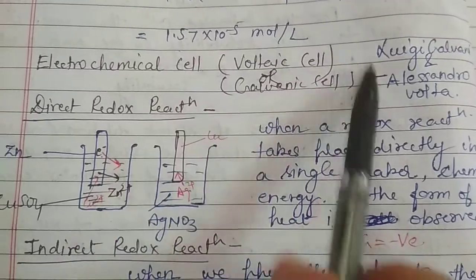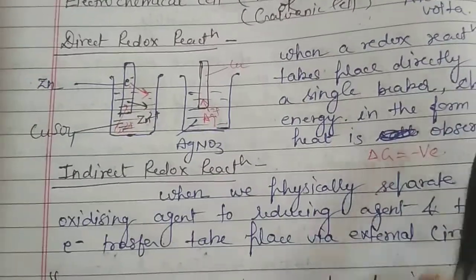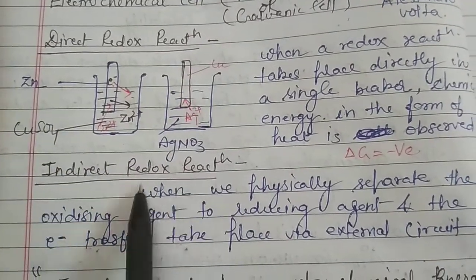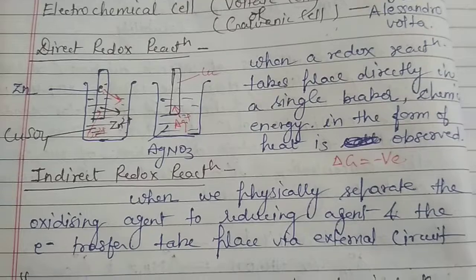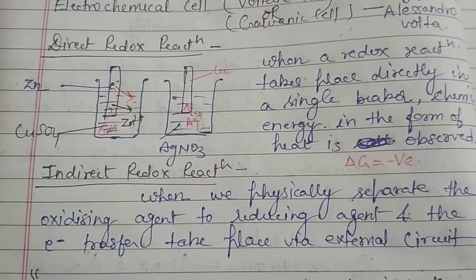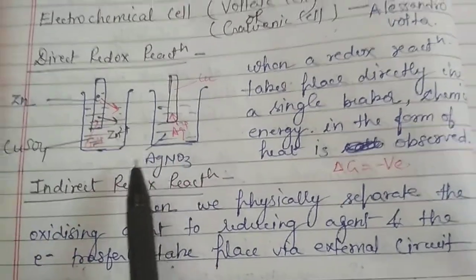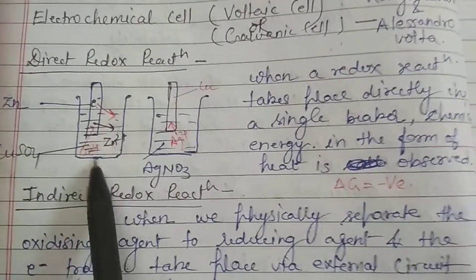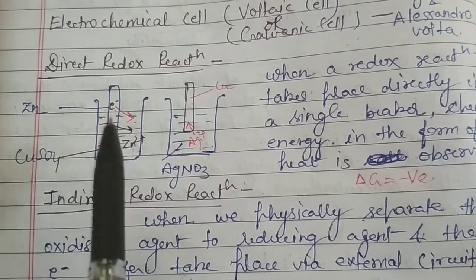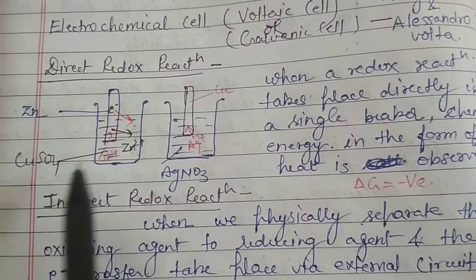Now before starting the working of the voltaic cell, let's see what the direct redox reaction and the indirect redox reaction are. As I have told you, we take benefit from the spontaneous redox reaction. The spontaneous redox reaction can be seen by the direct redox reaction, in which we see the redox reaction in a single beaker.